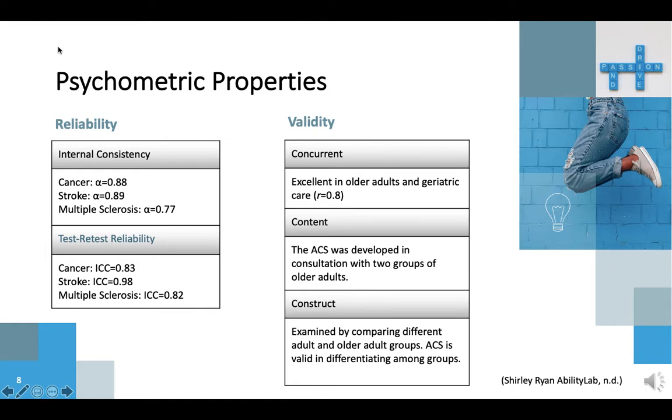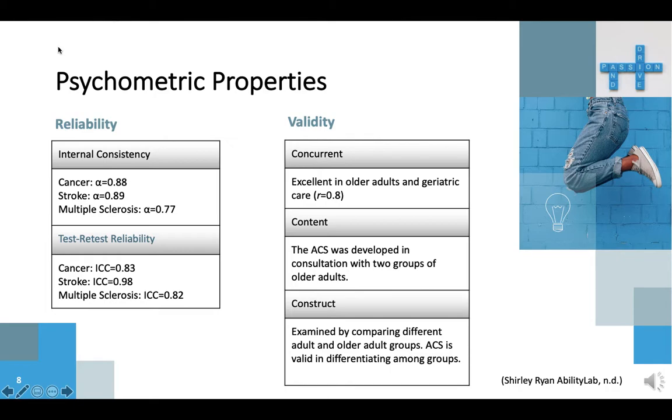When considering the psychometric properties of the activity card sort, we looked at reliability and validity. Internal consistency was measured using Cronbach's alpha, and test-retest reliability was indicated using the intra-class correlation coefficient, or ICC. Within 3 studies that looked at patients with cancer, stroke, and multiple sclerosis, the activity card sort was found to have excellent internal consistency and test-retest reliability, as denoted by the values on the slide. Cronbach's alpha for internal consistency was between 0.77 and 0.89, while the ICC for test-retest was between 0.82 and 0.98.